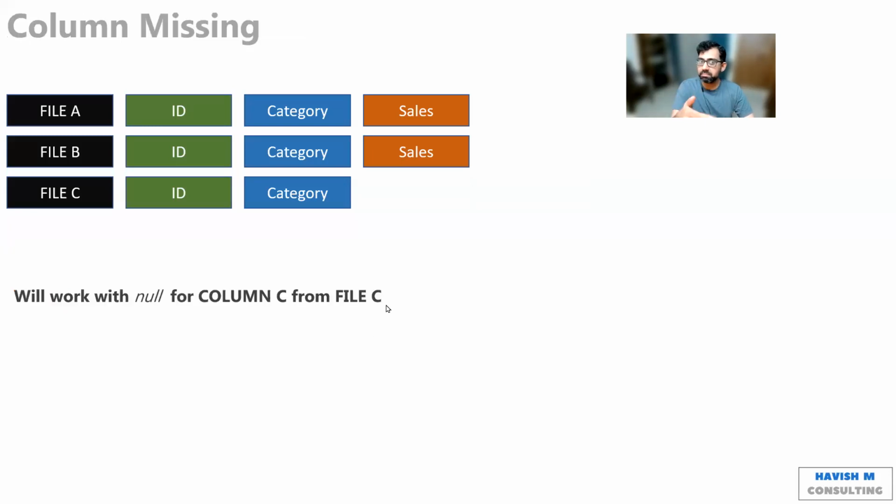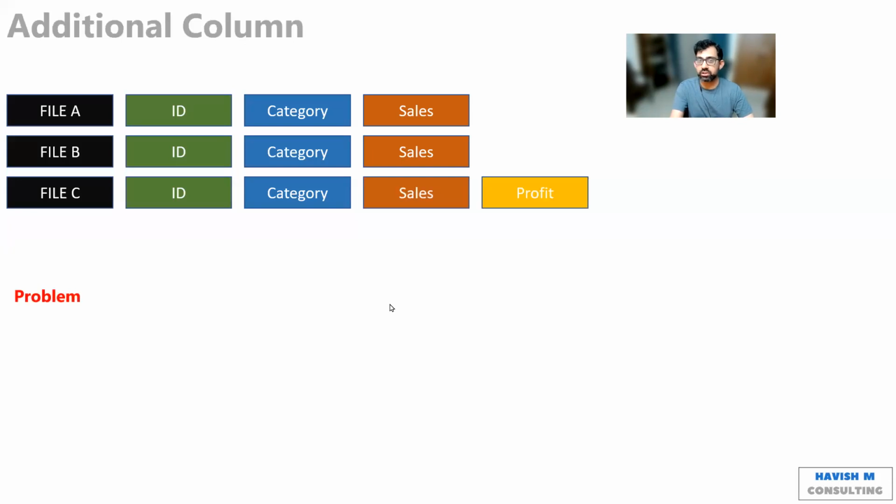In this one, we had a missing column. In this one, we have an additional column in one of the files. So what will happen? So file A and file B will have null. No, no. If I choose file A as the sample, then what will happen to profit? It will be discarded. Exactly. If you want to take the profit column also, then which file should be the sample file?